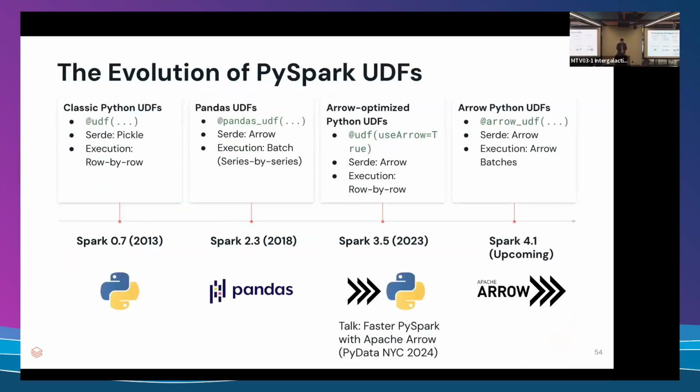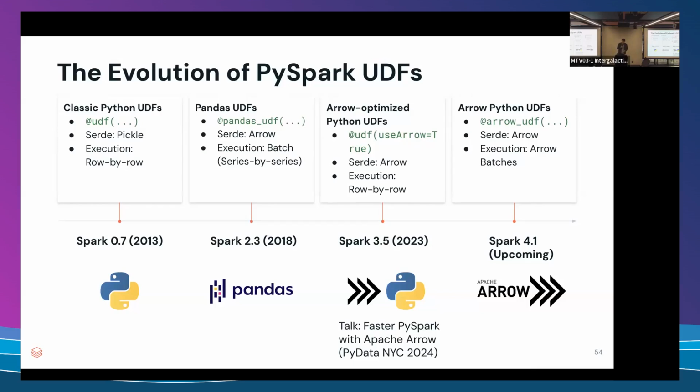So let's talk about the history of Python UDF and the evolution, and we can talk about the future tomorrow. So we have the classic UDF. It has been there from the beginning, since Spark 0.7, and is how most people use it. And in 2018, we introduced Pandas UDF, which uses Arrow as the serialization format. It's faster and it's batch by batch processing. So you can use the Arrow and Pandas APIs to do vectorized operations.